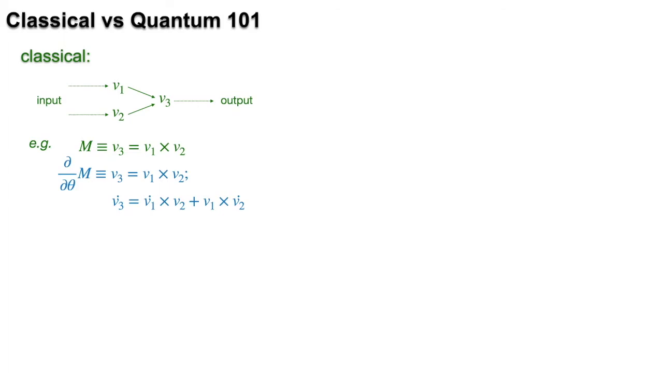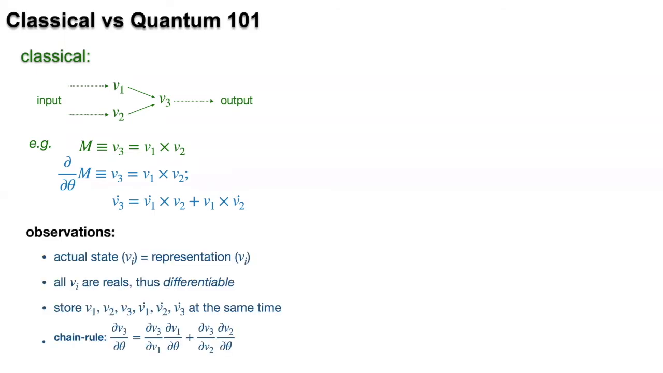Here are some observations that are going to be critical for comparison between classical and quantum. First, we observe that the internal state of the computation, those Vi's, are also the way we represent them. And all those Vi's are real numbers and thus differentiable. So there's no question about defining derivatives. We can store all of them and their derivatives at the same time. There's no worry about that. And because we can do that, we even have a fancy tool based on the chain rule.